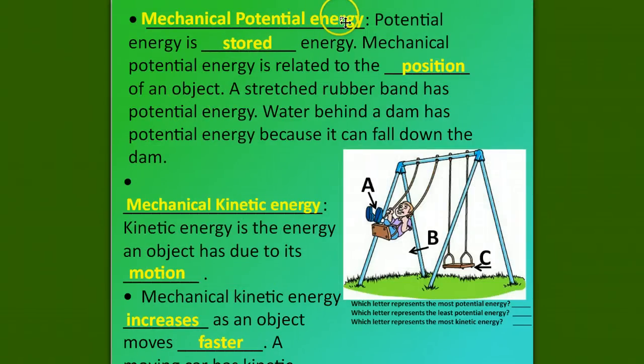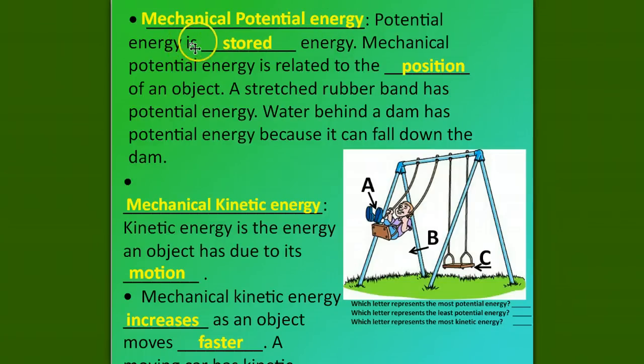Mechanical potential energy. Potential energy is a stored energy. So when I told you to freeze, you were storing that energy. Mechanical potential energy is related to the position of an object. A stretched rubber band has potential energy. Water behind a dam has potential energy because it can fall down the dam. A stretched rubber band has potential energy because it can be released and show what kind of elastic energy it has.